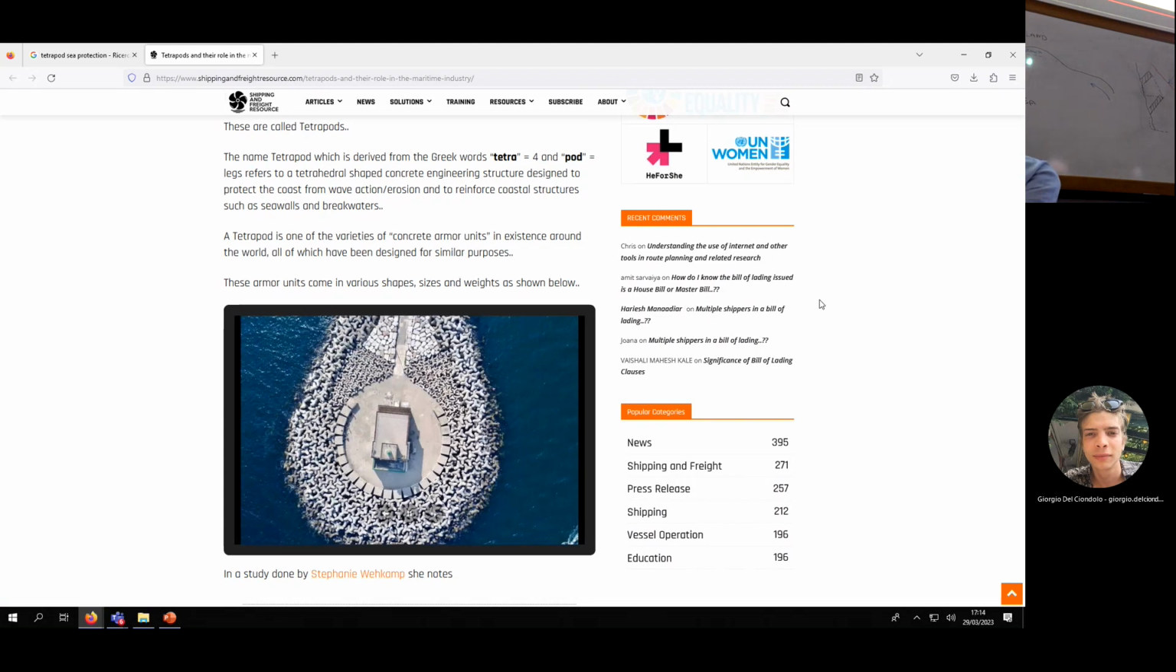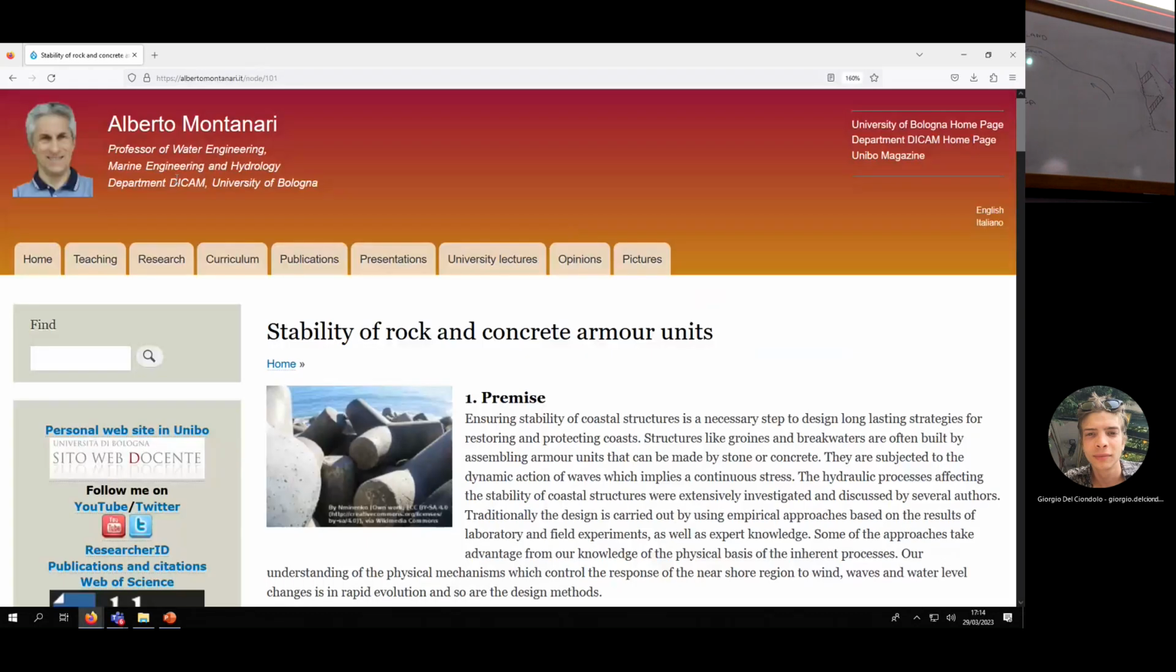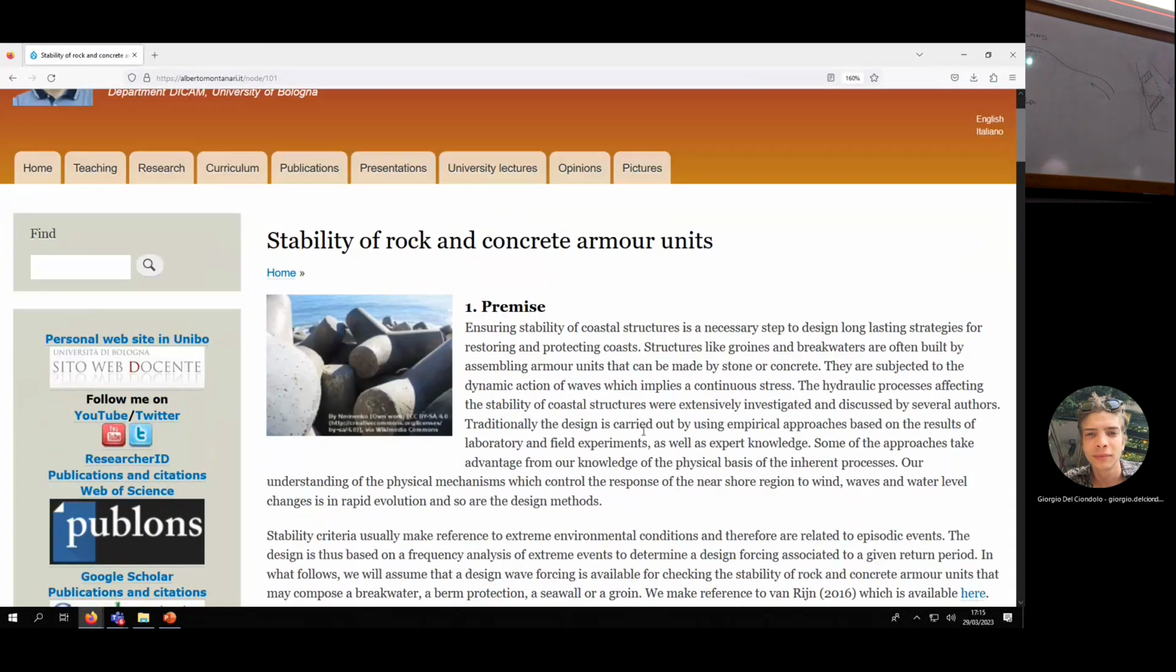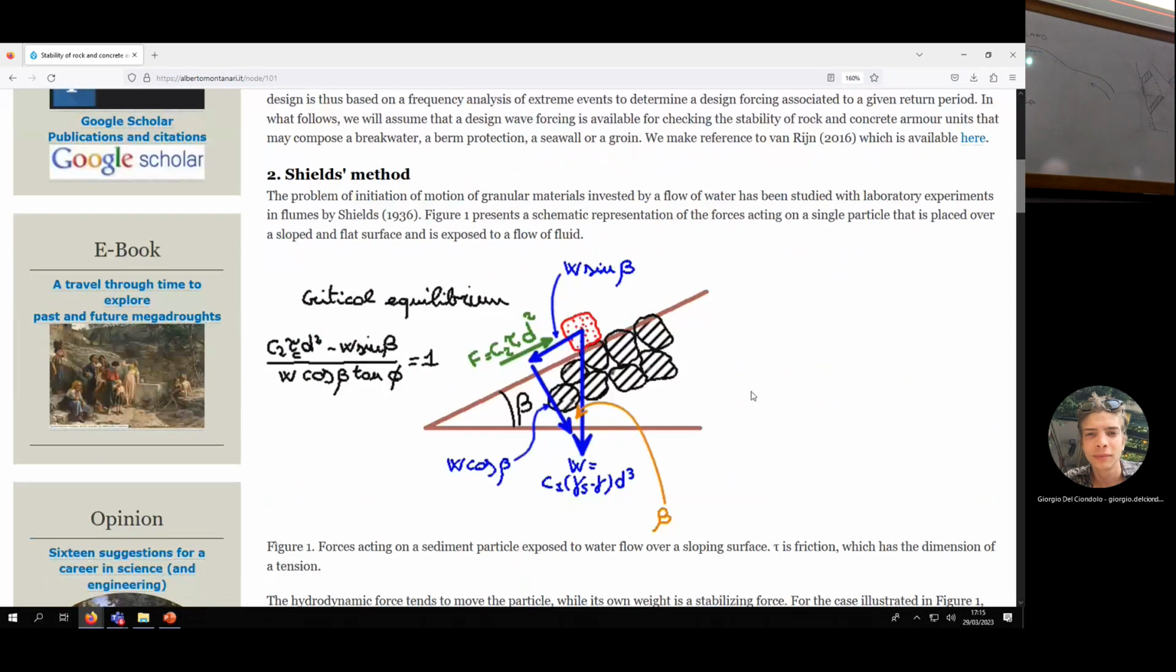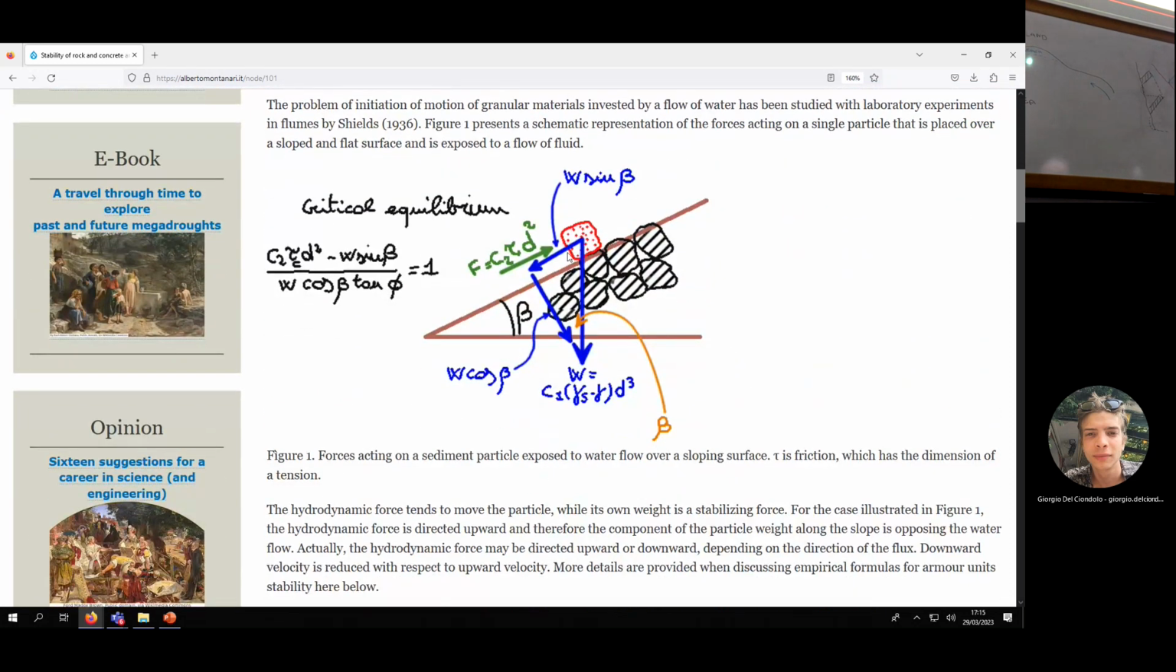Okay, this is a presentation. We already went through it. So analyzing their stability is indeed interesting, because the stability also depends on the shape of these units. We will refer to a very simplified case which can be schematized by a cube, a boulder with the dimension of a cube, that is placed over a slope.